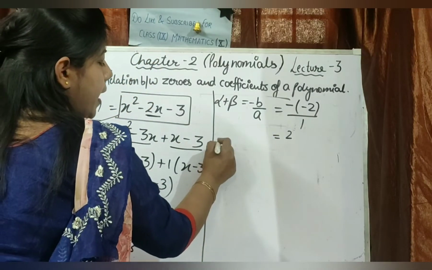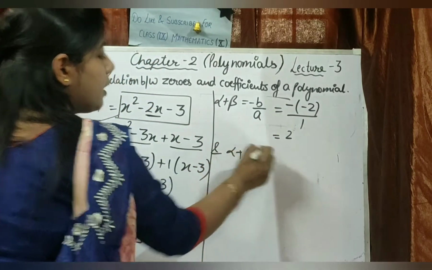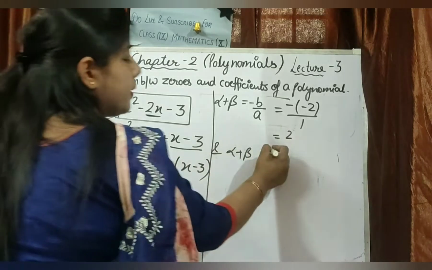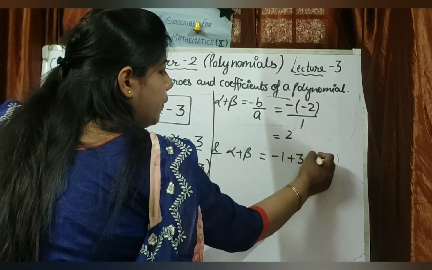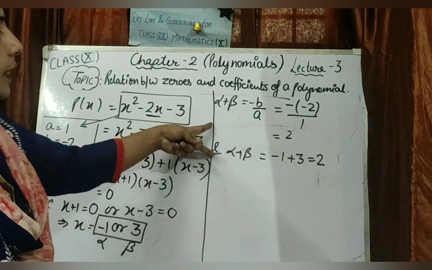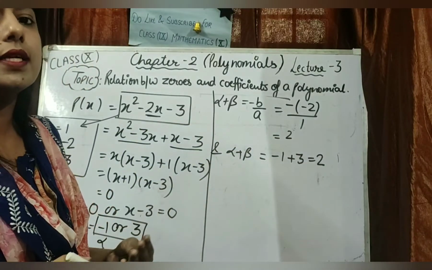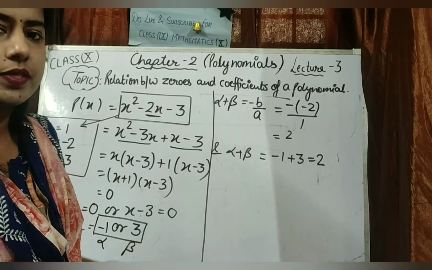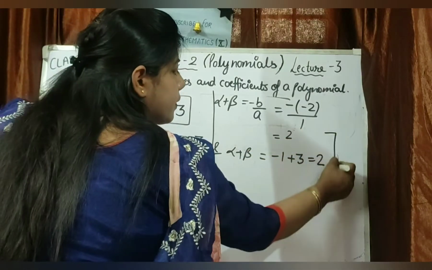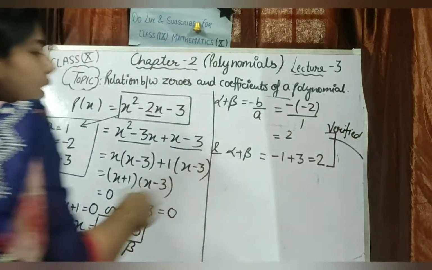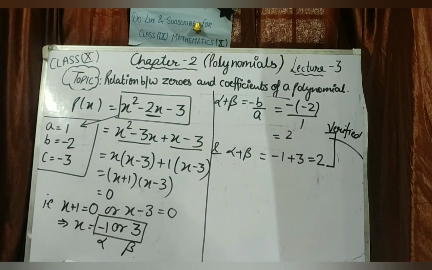Now on the other hand, alpha plus beta. I am taking these as the values of alpha and beta, that is minus 1 plus 3. Again, what do I get? It's 2. So in both cases I am getting 2. So it means hence verified. We are verifying the relationship between zeros and coefficients of a quadratic. Now in the same manner I can verify for the product of zeros.